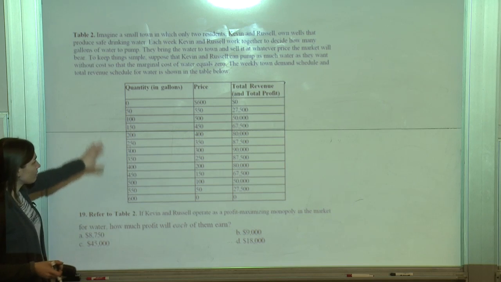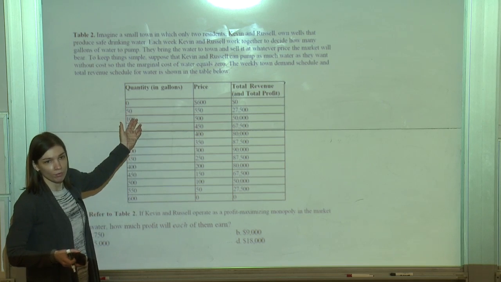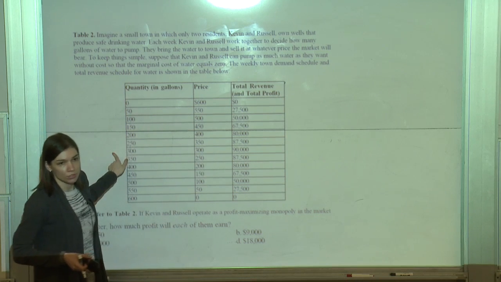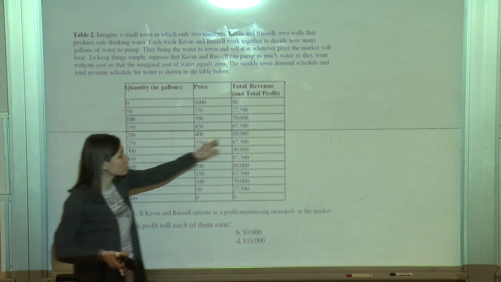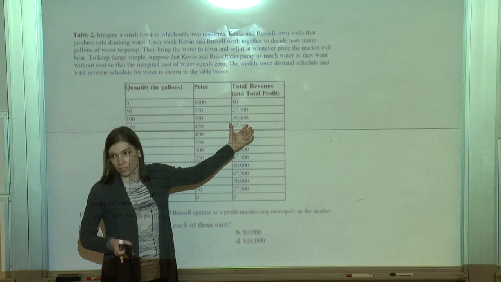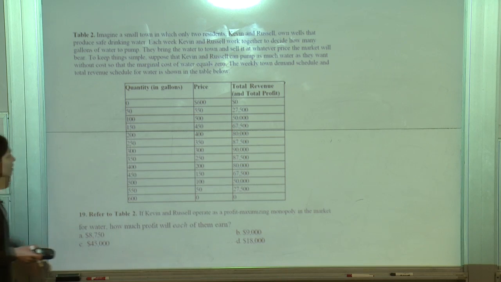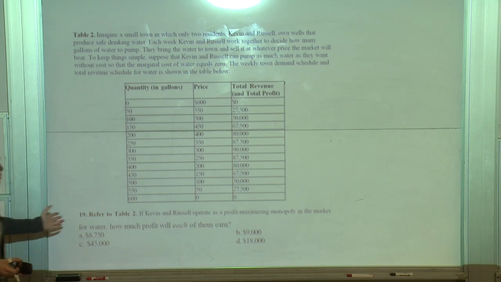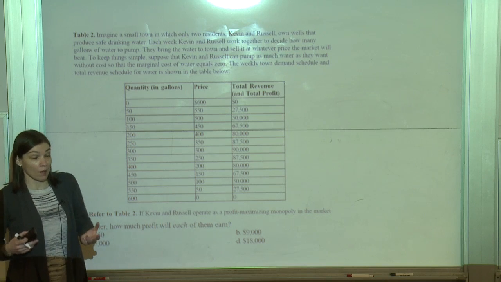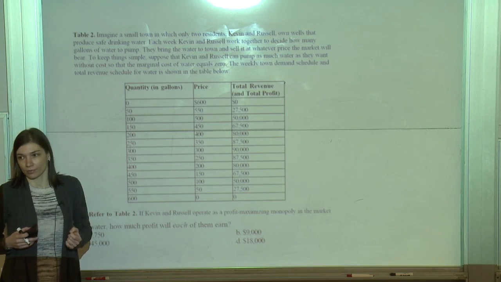Now in this table, we're given the demand, so the quantity, basically the demand curve for water. We have the quantity and the price. So at which price, what quantity does the market demand? We're also given the total profit, or the total revenue, which in this case is also the total profit, at each price and quantity. So the question is, if Kevin and Russell operate as a profit maximizing monopoly, how much profit will each of them earn?